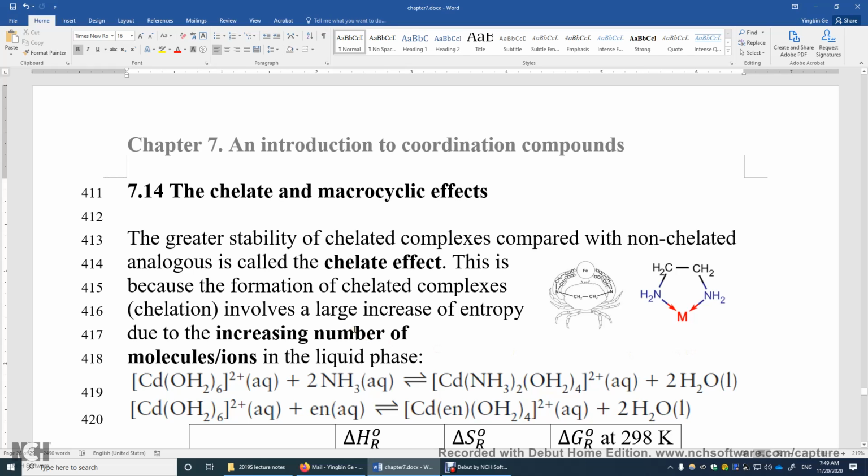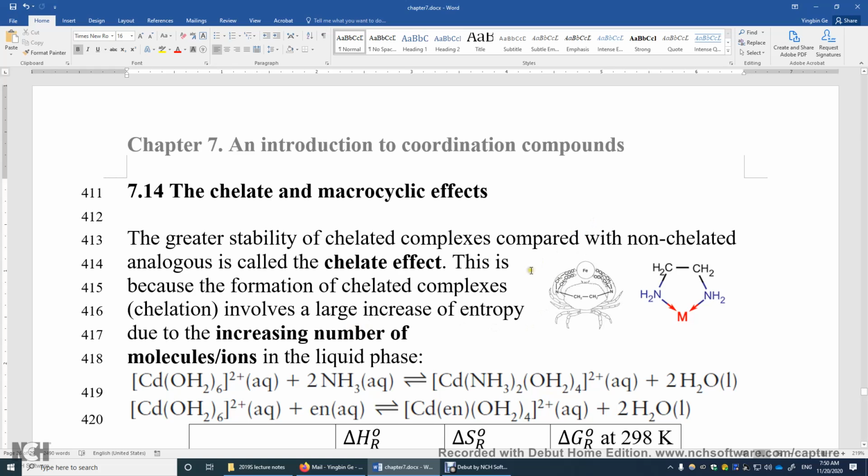Section 7.14, the chelate and macrocyclic effects. The chelated complexes are much more stable than their non-chelated analogs. This is the so-called chelate effect. Essentially, the chelate effect is the entropic effect. In the formation of a chelated complex, the entropy of the system increases significantly.